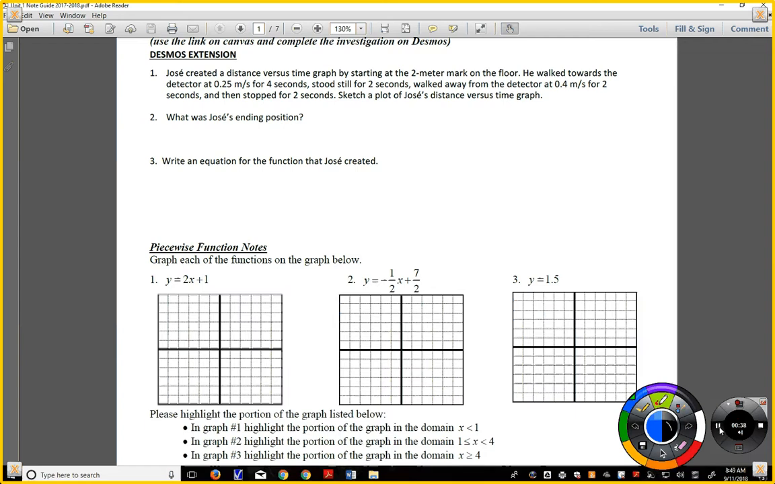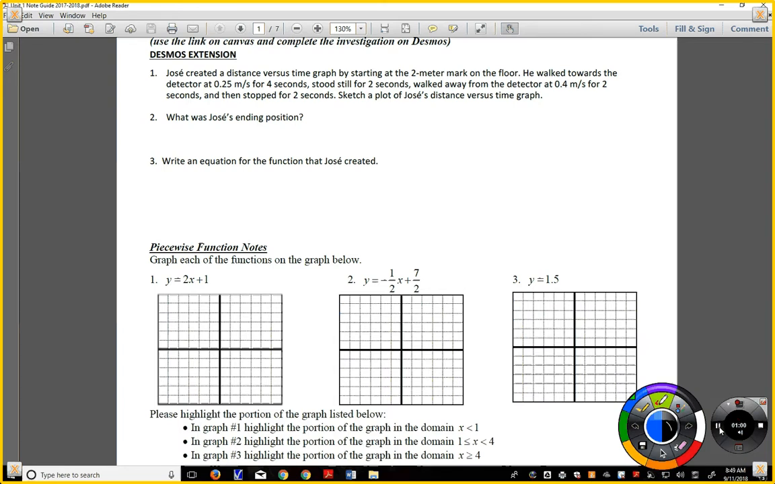And then if you're ahead of us, here's what we want you to do. If you're unsure, don't break out your highlighter yet. Just use your pencil and erase if you're wrong. But in graph number 1, we want you to highlight the portion of the graph that's in the domain where x is less than 1, okay? Just on the actual graph, not the whole grid, just the piece of the graph that is in the domain of x is less than 1.